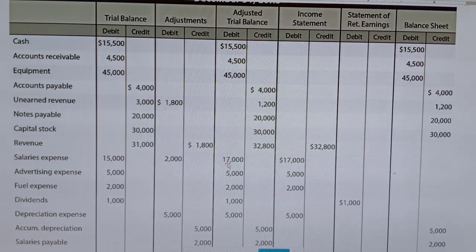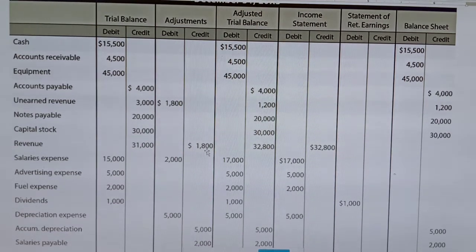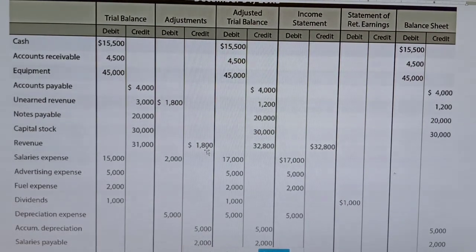And then, number 3 natin na dapat tandaan is kung parehas naman silang credit. Kung parehas silang credit, same as with debit, ay pagsasamahin lang din sila at ilalagay naman sa credit column. Halimbawa naman, itong revenue natin na 31,000 na credit and then sa adjustment ay 1,800 na credit. So, 31,000 plus 1,800 is equals to 32,800. Okay? Credit plus credit is equals to credit.